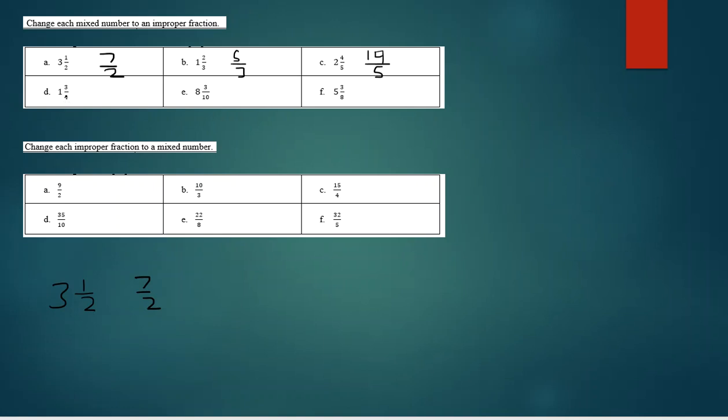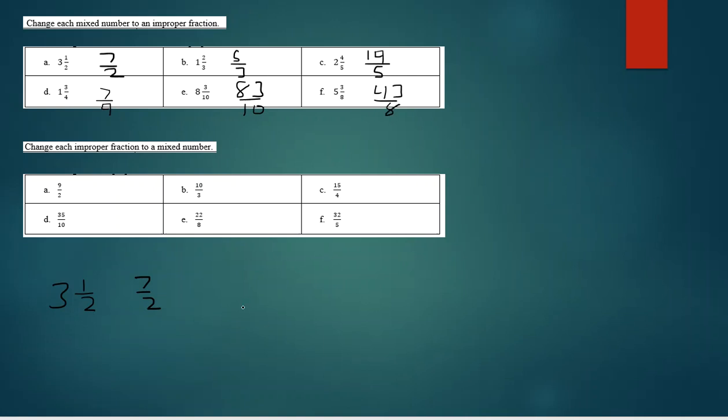D, to change 1 3/4 to an improper fraction, we do 4 times 1 is 4. 4 plus 3 is 7. 7/4. E, 10 times 8 is 80. 80 plus 3 is 83/10. F, 8 times 5 is 40. 40 plus 3 is 43/8.